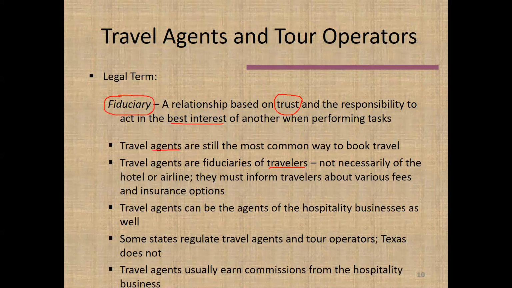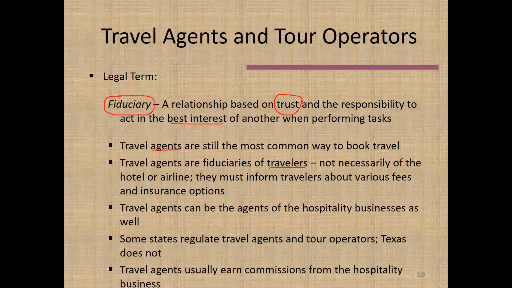Obviously, Texas's contract law and other laws, the Deceptive Trade Practices Act, for example, would potentially apply to these types of situations. Most travel agents earn their money through commissions, and typically it's not commissions that the travelers pay to their agents, but what the business pays to the travel agent. So what the airline pays to the travel agent, or what the hotel or the cruise line pays to the travel agent. So you can see this can result in a kind of conflict of interest.